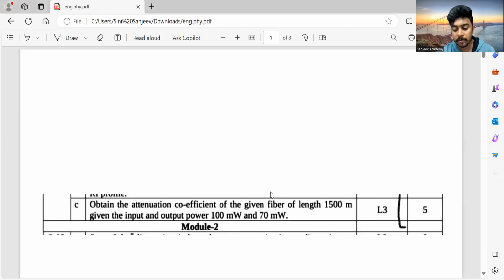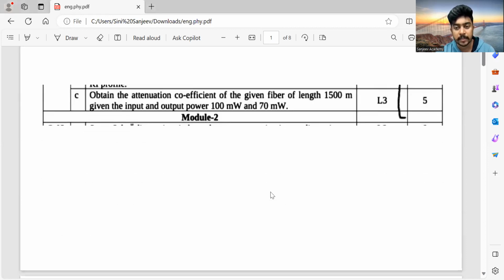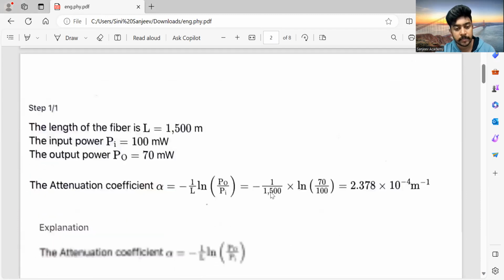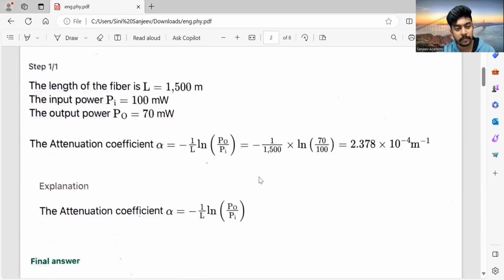Okay, so let's see how it can be done. The length of the fiber is given, input power Pi, output power P naught, everything is there. The formula for attenuation coefficient alpha is minus 1 by L, ln, that is log to the base e, of P naught by Pi, output power by input power. Then you just substitute the values and get it.